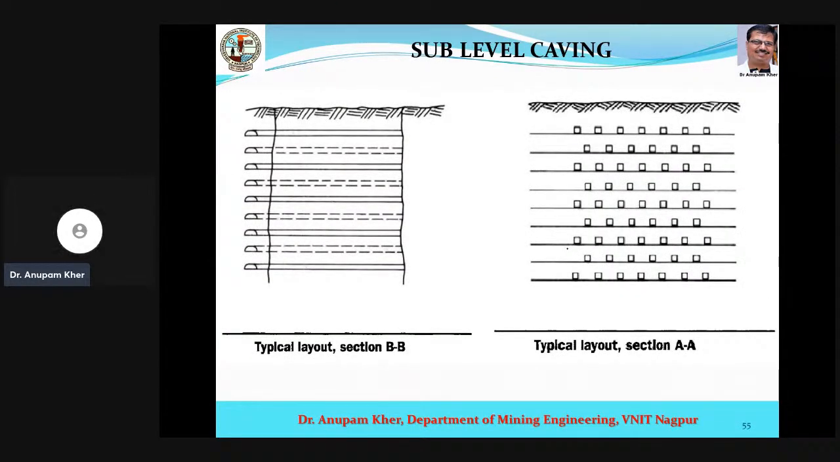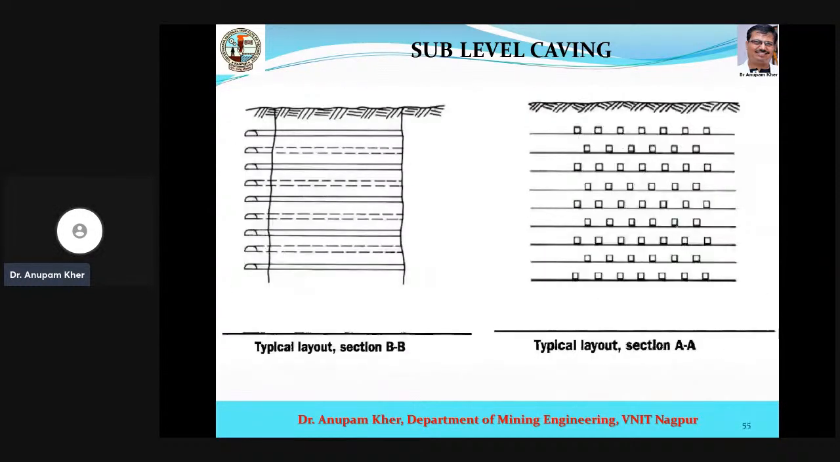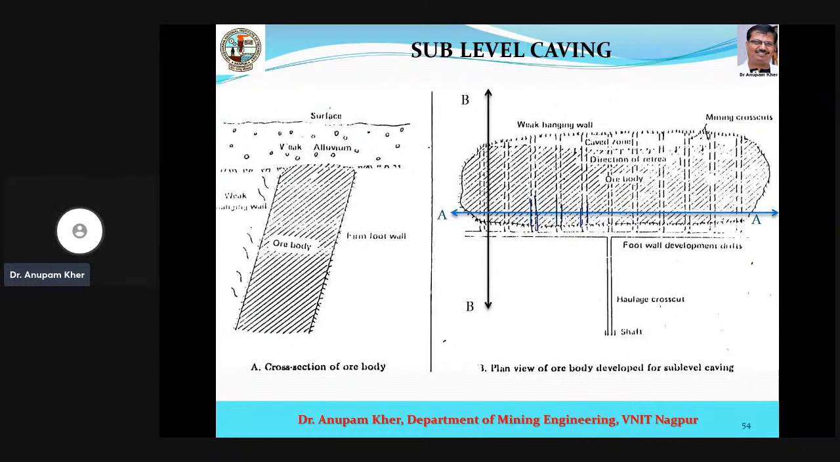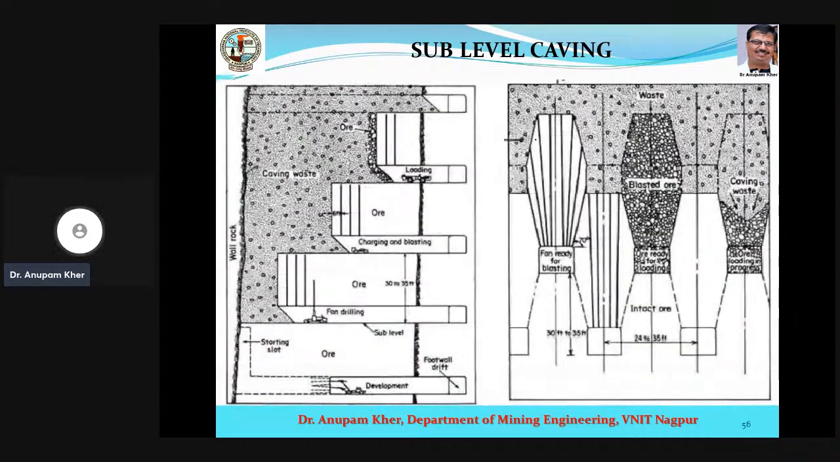So AA, this is the frontal direction. You will see that these sub levels are driven in the ore body, but very importantly, they are not exactly one above the other. The sub levels are staggered exactly in between, as you can see in this diagram. And the BB layout, the cross section seen from this side, looks like this, that you have got these levels. So these sub levels are being worked from top to bottom and in the caving fashion.